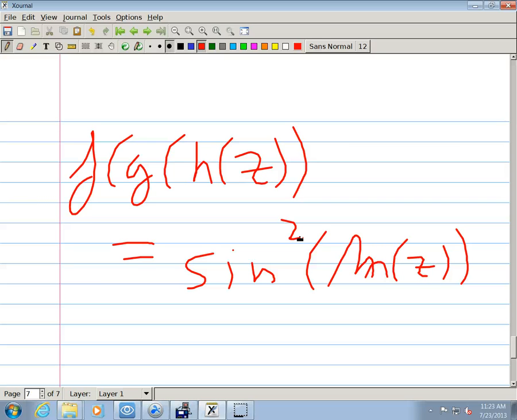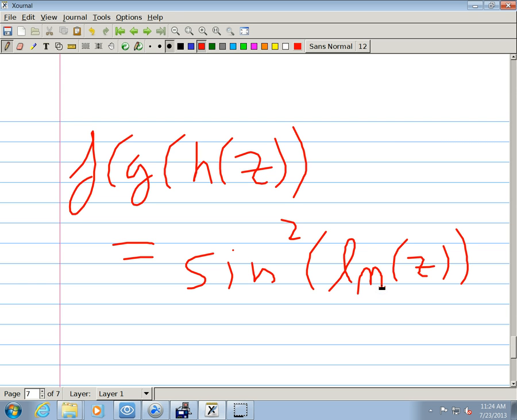ln? So who's g? What are we plugging ln into? What does it say at the end? It says sine squared of ln of z. Is that messy? Hang on, let me clean that up a little bit. The sine squared of ln of z.